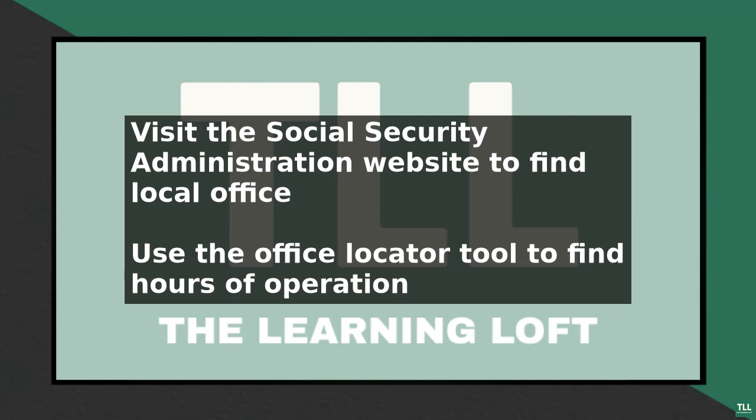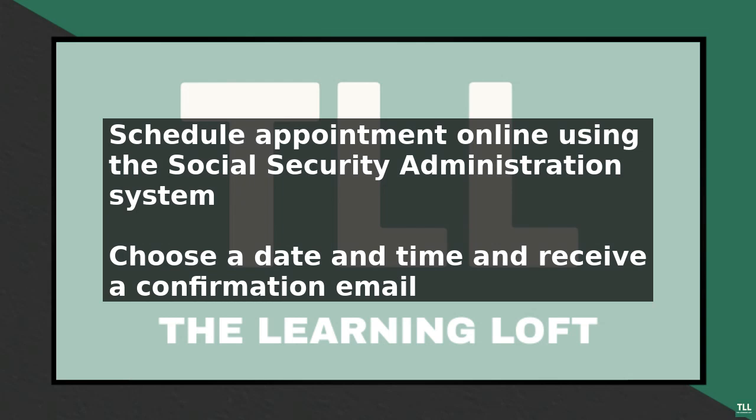Once you have found your local office, you can schedule an appointment online by using the Social Security Administration online appointment system. This system allows you to choose a date and time that works for you and receive a confirmation email with the details of your appointment.